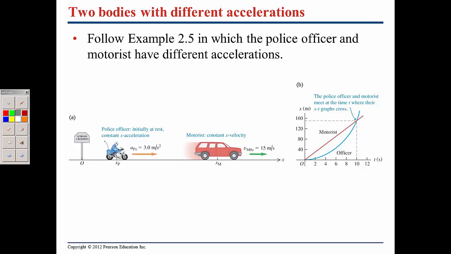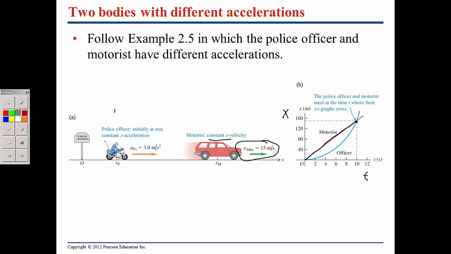Now, we can have two bodies with different accelerations. For example, if you're driving up Route 11 at a constant velocity, maybe you're a little over the speed limit, who knows, and we'd say your velocity would be 15 meters per second. And if we look at how your position changed as a function of time, since you're moving at a constant x velocity, your x position is just simply going to be a constant.